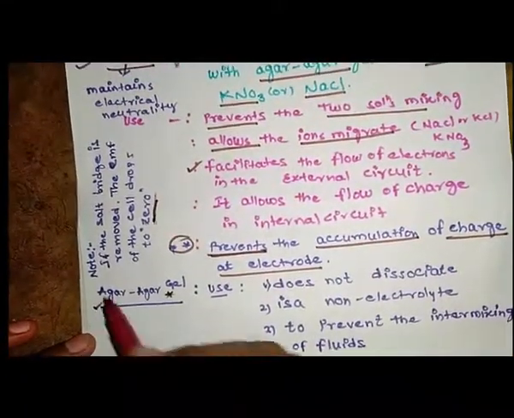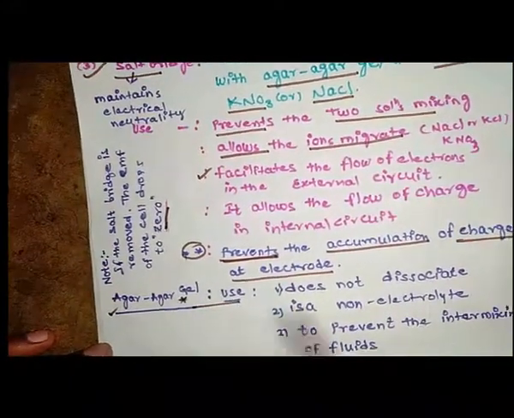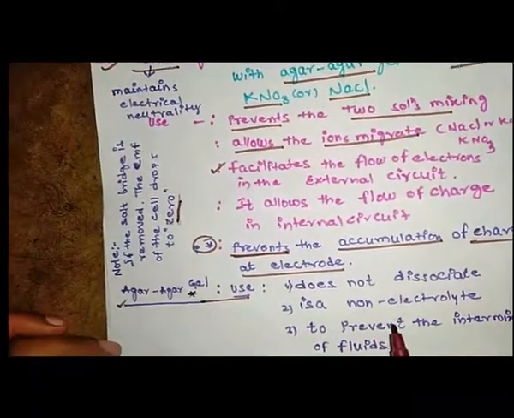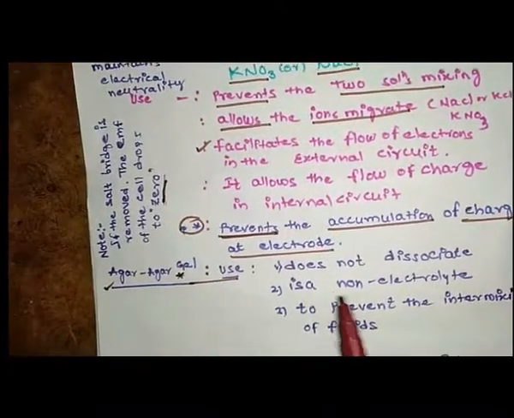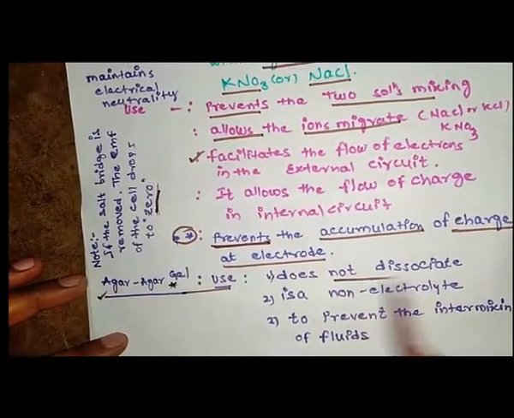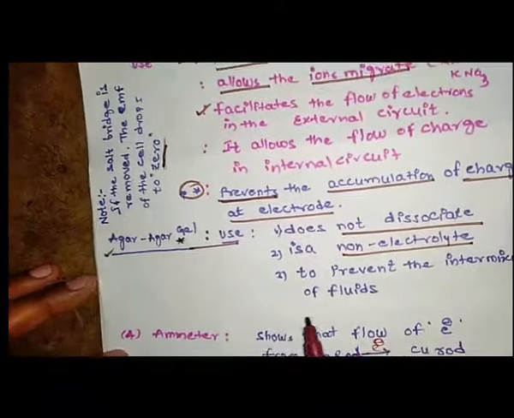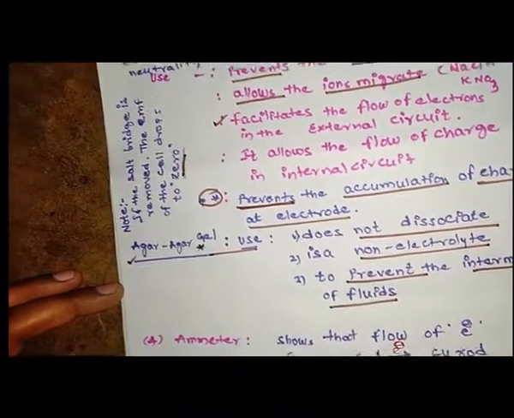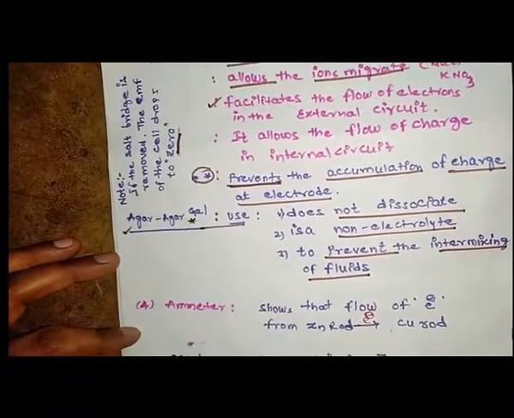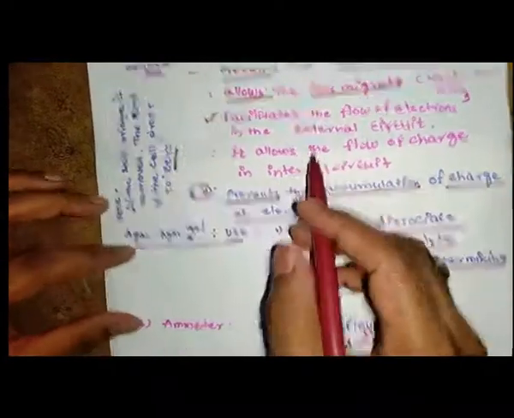Right. Now see here, agar-agar gel. In that salt bridge, agar-agar gel is there, no? So what is the use of agar-agar gel? This is from the algae family of plants. It does not dissociate. It is a non-electrolyte, to prevent the intermixing of fluids. Clear?